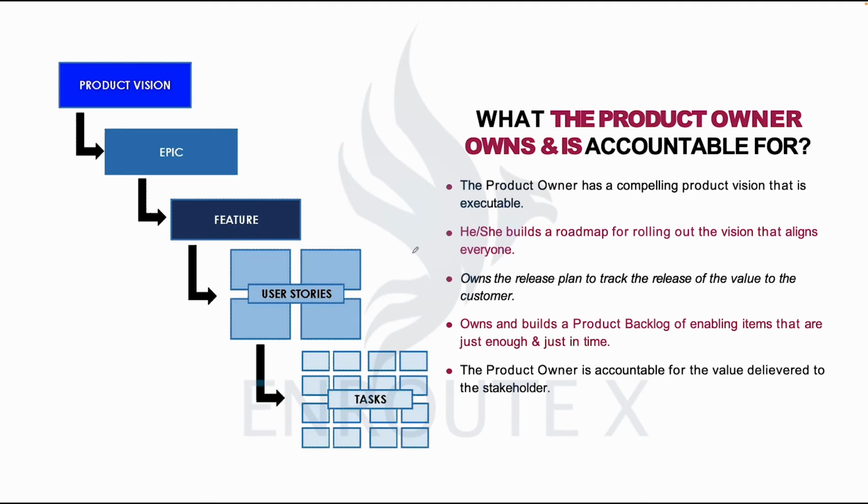So that is what we mean by the roadmap itself, how the entire project will be delivered, and in different phases how they would be delivered, then also the release plan. So the product owner also owns and builds the product backlog, we know that already, of enabling items that are just enough and just in time.